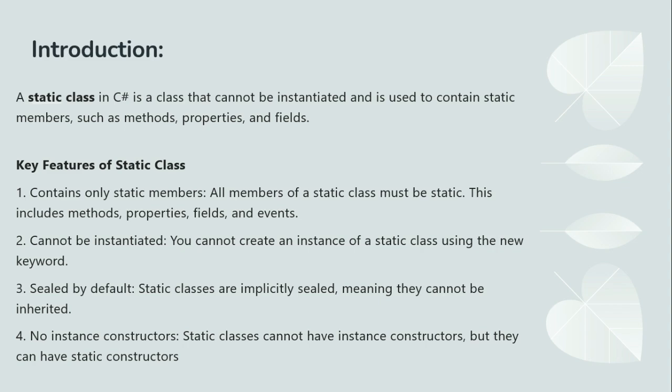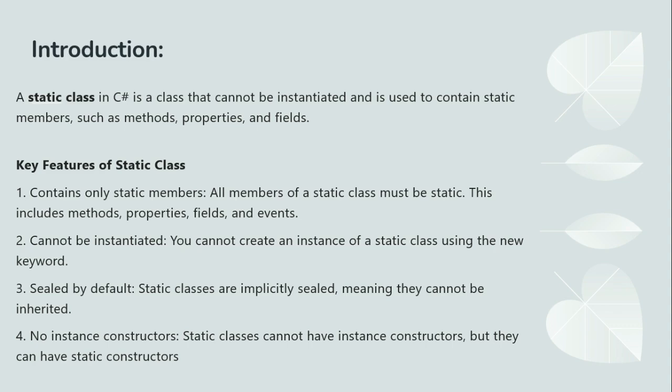So for now, key features of static class. It contains only static members. All members of a static class must be static, and that can include methods, properties, fields, and events. And the second one is it cannot be instantiated, as I mentioned. So we cannot create an instance of a static class using the new keyword.